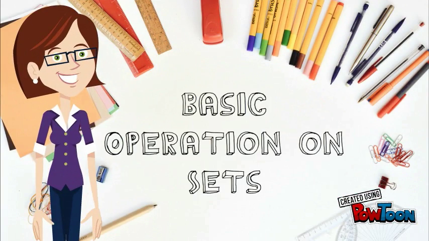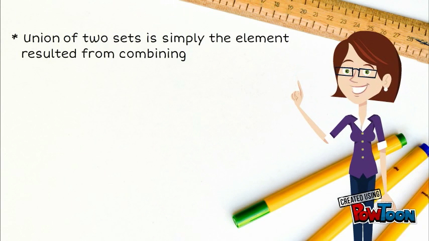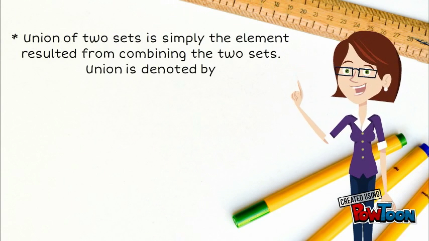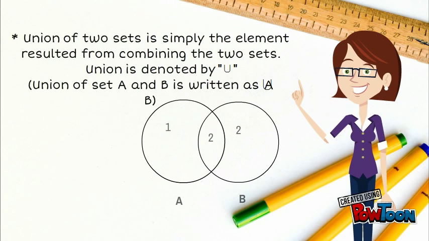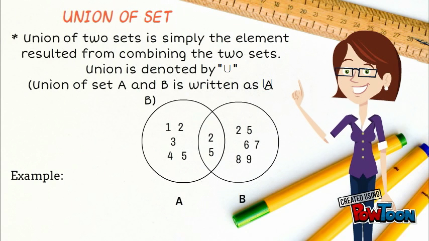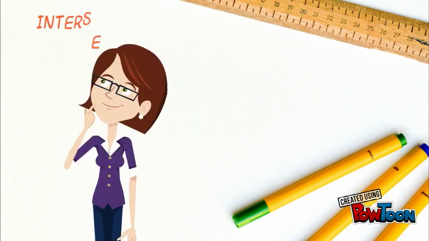Basic operation on sets. Union of sets. Union of two sets is simply the elements resulted from combining the two sets. Union is denoted by capital U. Union of sets A and B is written as A union B. Here are some examples by using Venn diagram.